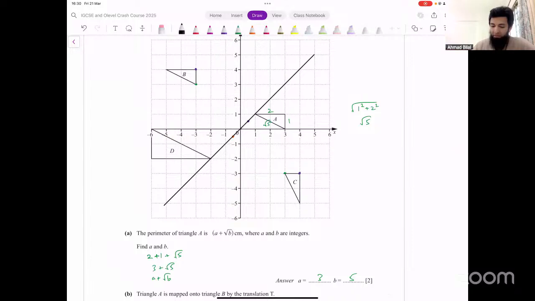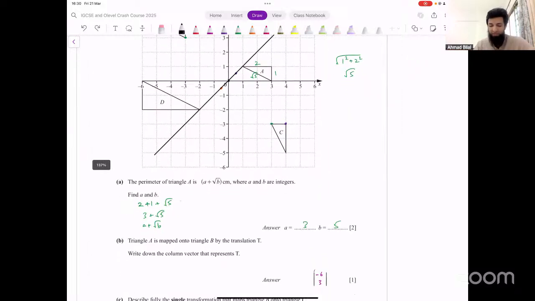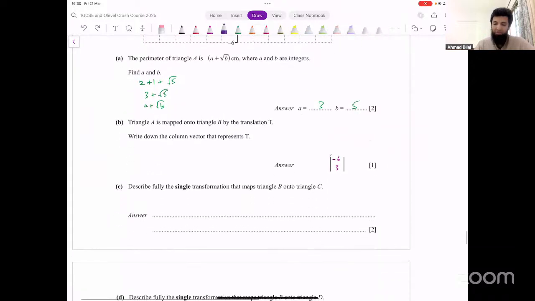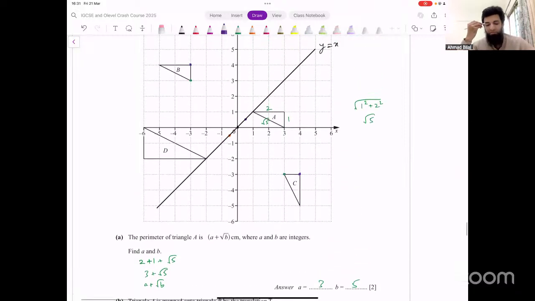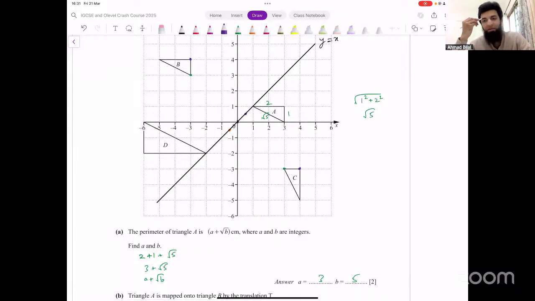What's this line? You should be able to recognize this just by looking at it. This is y equals x line, right? Gradient 1 passing through the origin. So how do you describe this transformation then? We say it's a reflection in the line y equals x. Okay, so B to C, that's a reflection in the line y equals x.